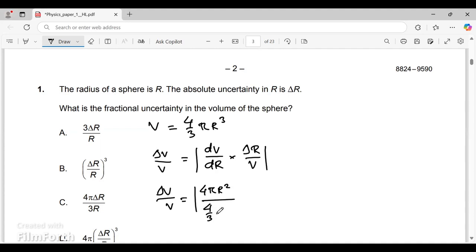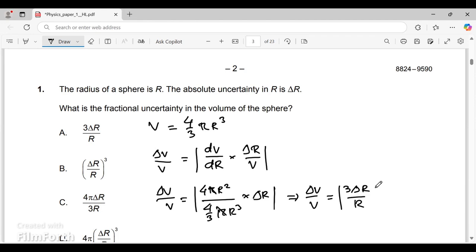over 4/3 pi r cubed, times delta r. So delta V over V equals 3 delta r over r, because 4 divided by 4/3 equals 3, and pi divided by pi equals 1, and r squared divided by r cubed equals 1 over r.